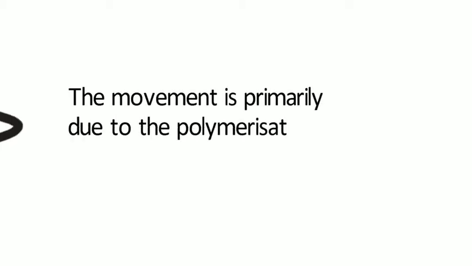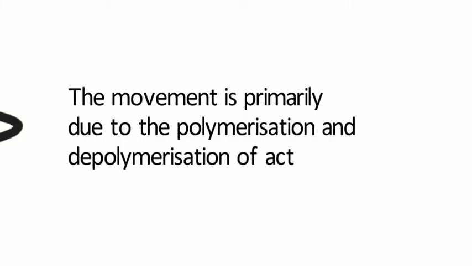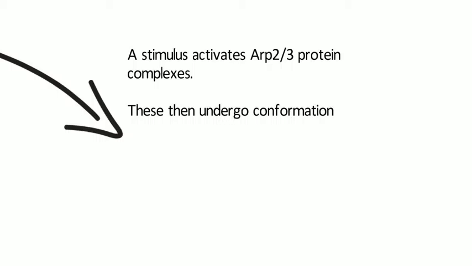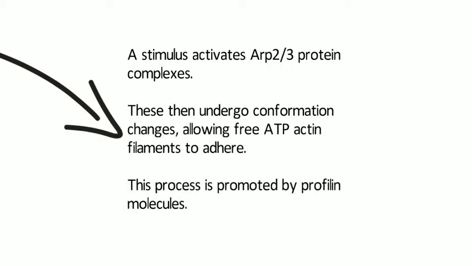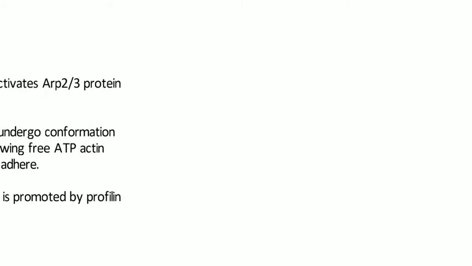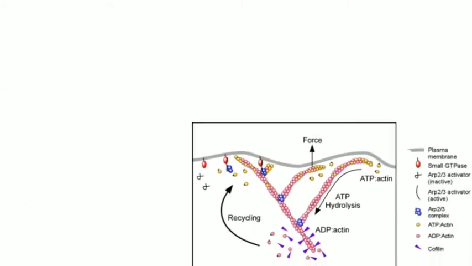The movement of cells through tissues is primarily due to the polymerization and depolymerization of actin filaments. A stimulus, such as a chemoattractant, activates ARP2/3 protein complexes. These then undergo conformation changes to resemble the barbed end of an actin filament, allowing free ATP actin filaments to adhere. This results in the nucleation of actin filaments. This process is promoted by profilin molecules.